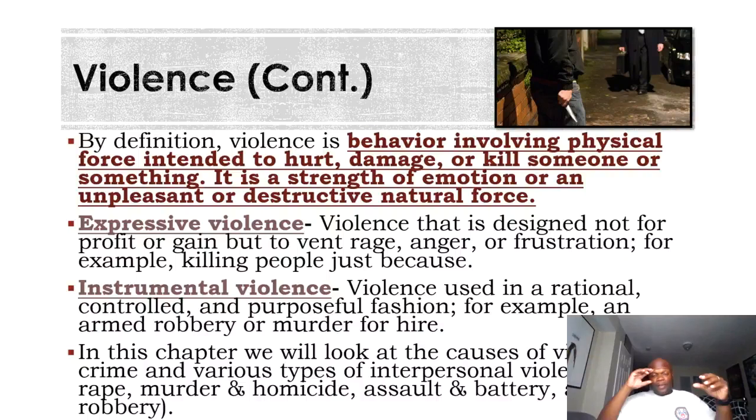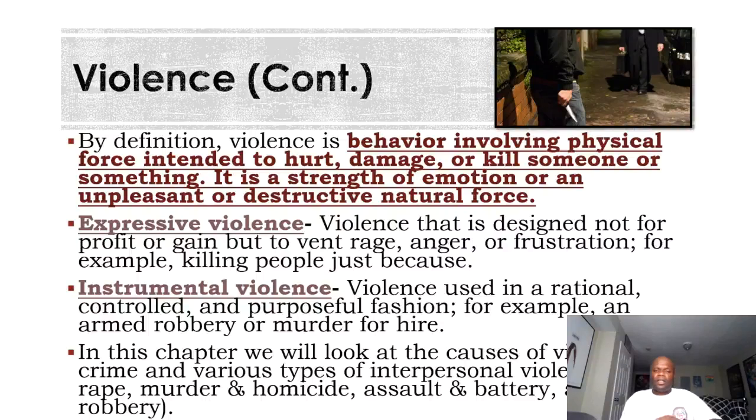Now, we can tie this directly to trait theory, right? Because with trait theory, there's an abnormal psychological trait that causes someone to engage in crime. So in this case, expressive violence could simply be a manifestation of trait theory. Something is abnormally wrong in that person's brain. But there's also instrumental violence. It's used in a rational, hint, hint, rational choice theory, rational, controlled, and purposeful fashion. For example, an armed robbery or murder for hire.